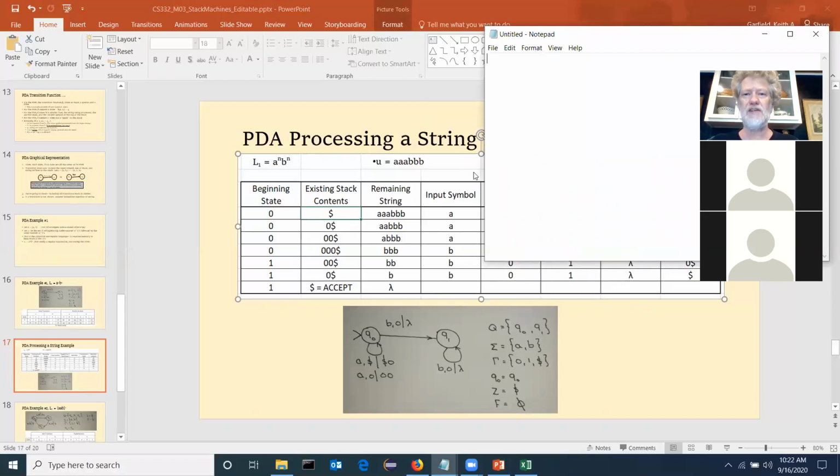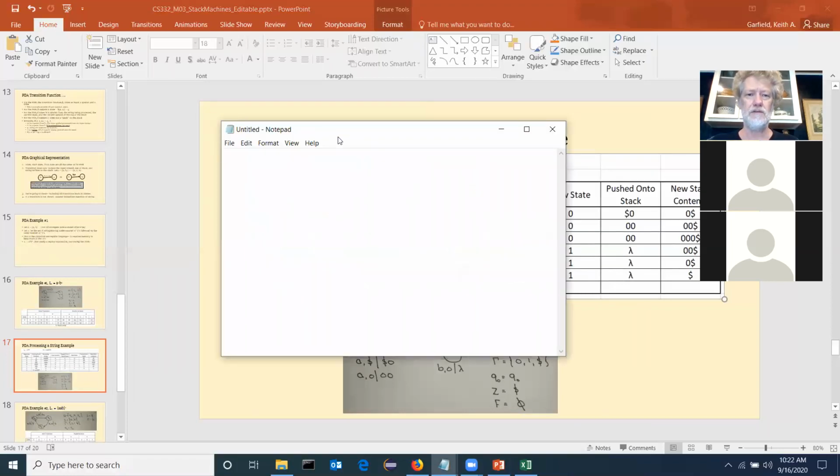If I wanted to process AAAB, that's fine, AAB, right? The very first time I process the A, let me put the stack over here. So the stack starts out like that. And once I process the first A, I have AB, and the stack looks like that. And then I process the next A, and the stack looks like that.